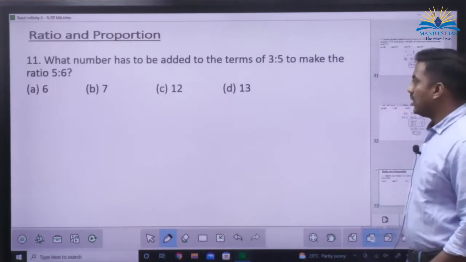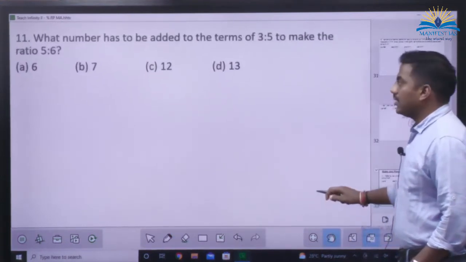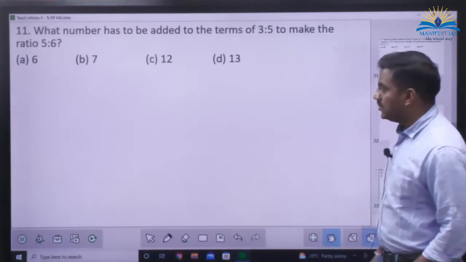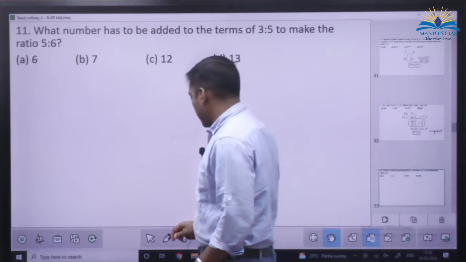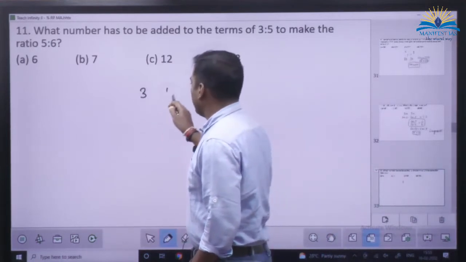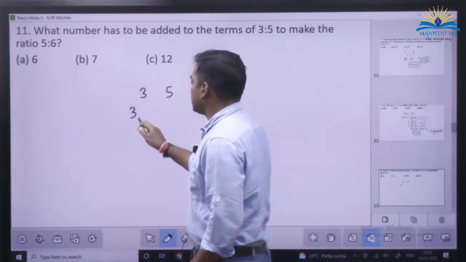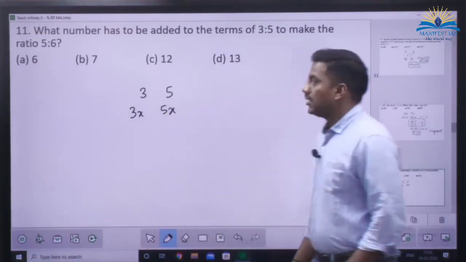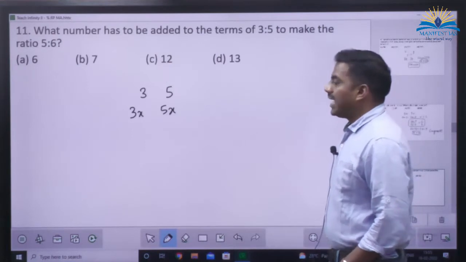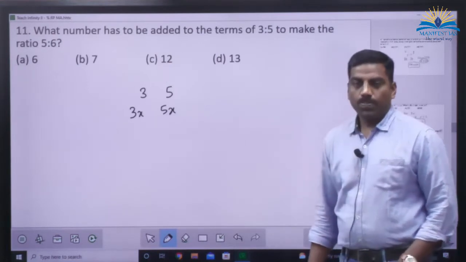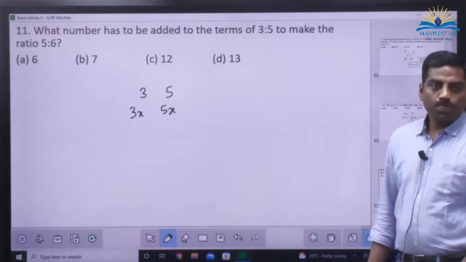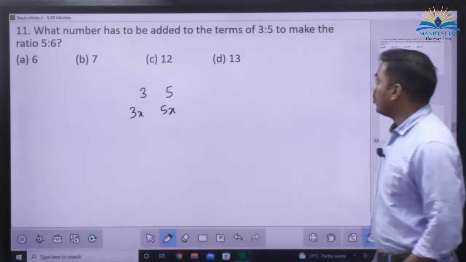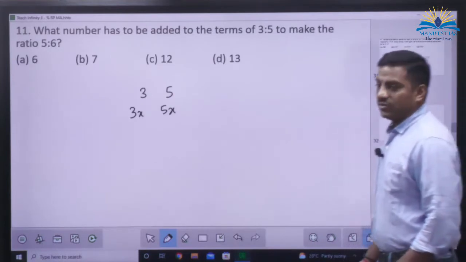The next problem is also like that, but they have not given any number. What number has to be added to the terms of the ratio 3:5? So again, the ratio is 3:5. And can I assume the numbers as 3x and 5x? Yes. And what number has to be added? They are adding some number. Do we know that number? When we add that number to both the terms, we would get the ratio 5:6.